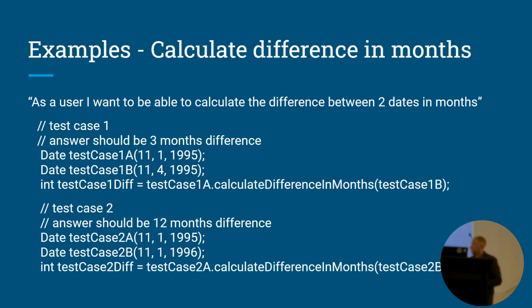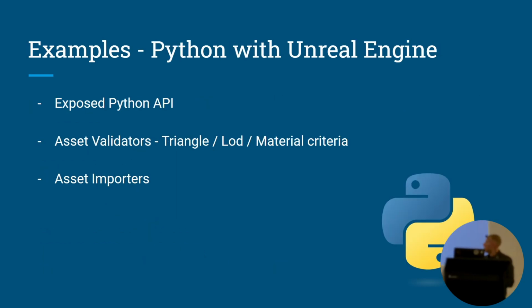So some examples of things that I've used in the past is when I was having to write a function to calculate the difference in time in months. If you create test cases up front, you can then use these to test the functionality is working as you're iterating through it. So you can compare the answer that you get out of it with the answer that you expect.